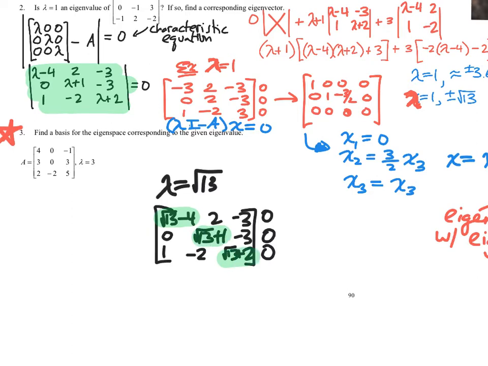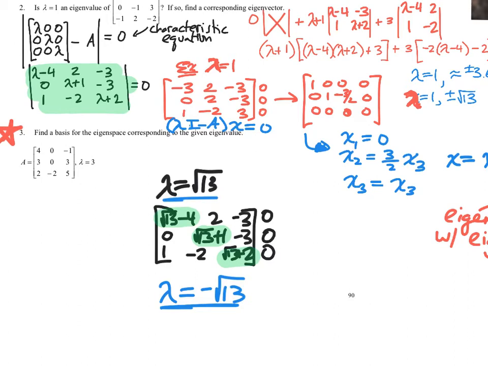All right, and then when we get around to it, we'll do the same thing with lambda equal to negative rad 13. It's all going to be the same stuff, just with negatives. So negate the main diagonal. Well, negate the negative 13. I don't even have to write that now that I think about it.